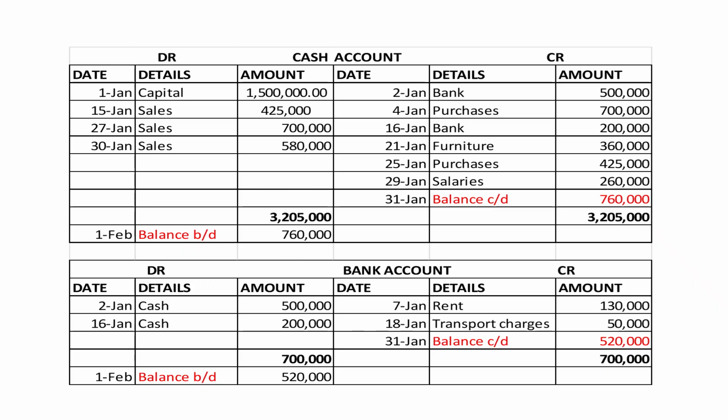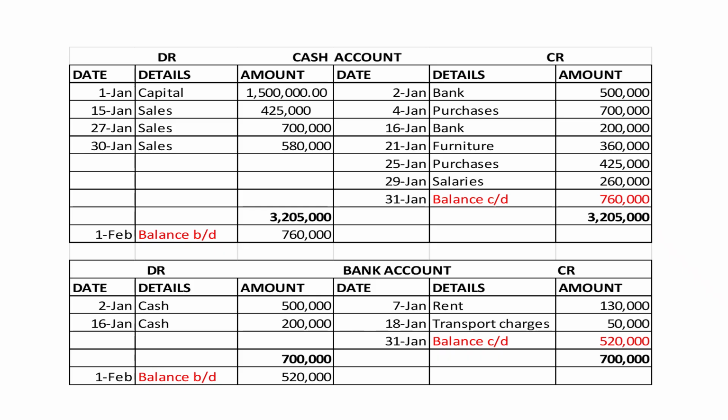In this case, we make a comparison between the debit and the credit side. Here, the debit side is greater than the credit side. So we take the balance as 3,205,000, and the balance becomes 760,000.